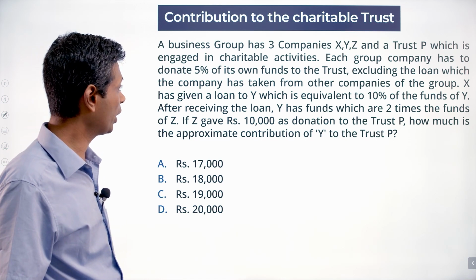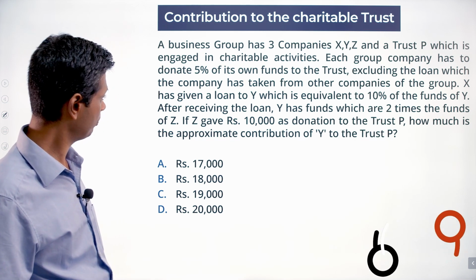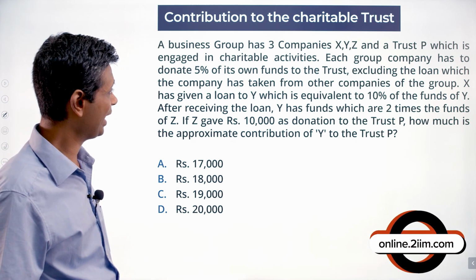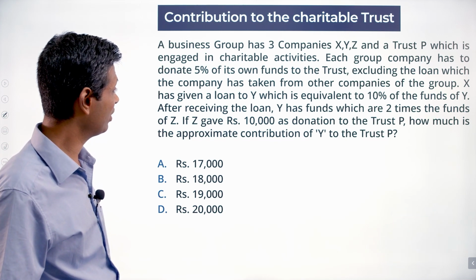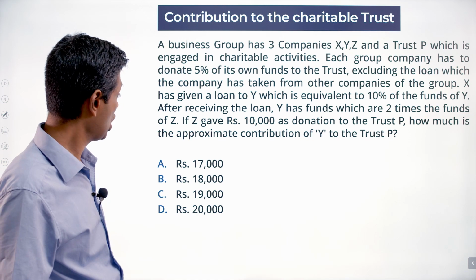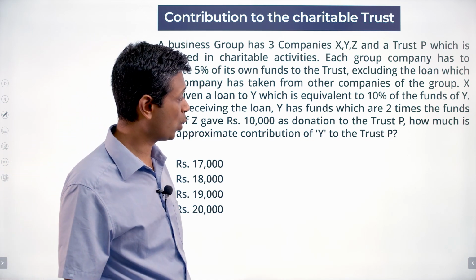X has given a loan to Y, which is equivalent to 10% of the funds of Y. After receiving the loan, Y has funds which are 2 times the funds of Z. If Z gave 10,000 as donation to trust P, how much is the approximate contribution of Y to the trust P?